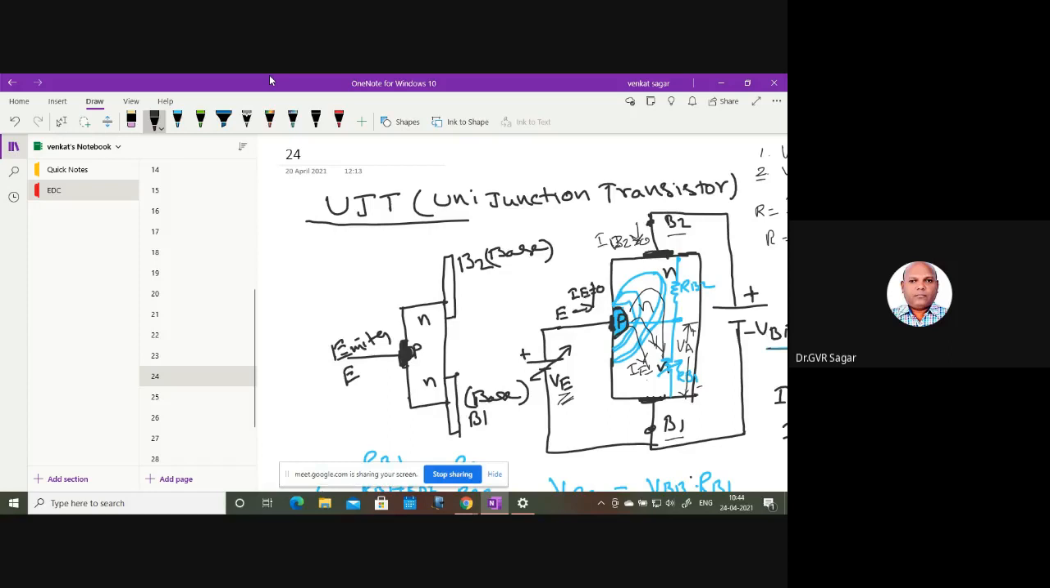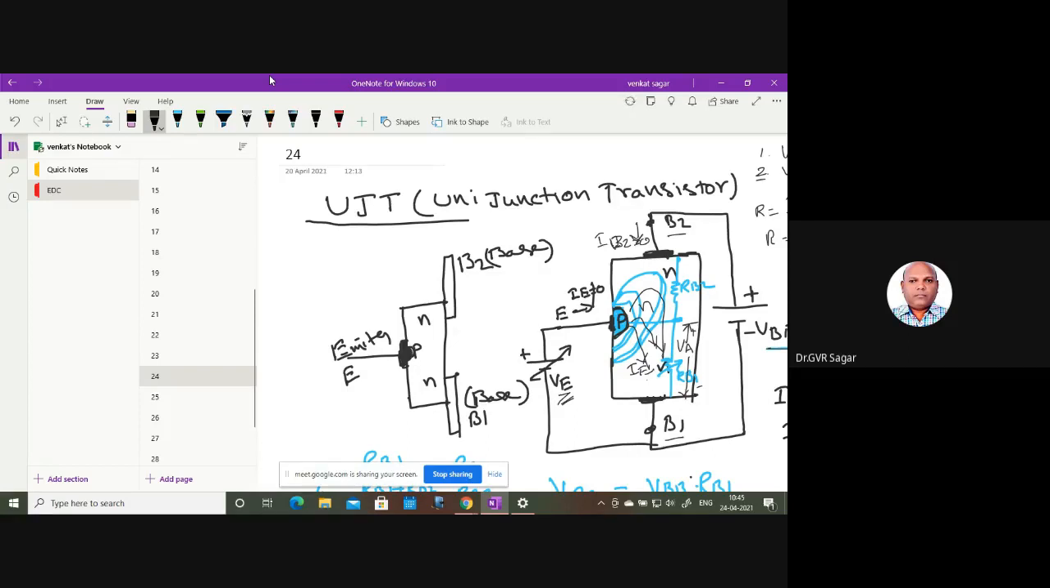ఆ పీక్ వోల్టేజ్ రీచ్ అయిన తర్వాత ఒక్కసారి డయోడ్ ఏమైంది? ఫార్వర్డ్ బయాస్ అయిపోయింది. ఫార్వర్డ్ బయాస్ అయిన తర్వాత ఇమ్మీడియట్ గా ఏమవుతుంది? ఇక్కడ ఉండే డిఫ్యూజ్ అయిన హోల్స్ అన్నీ ఇలా రిఫ్లెక్ట్ అయ్యి రీచింగ్ టు ద బేస్ 1. ఈ డిఫ్యూజ్ అయిన హోల్స్ అన్నీ కూడా రిపెల్డ్ ఫ్రమ్ ద బేస్ 2 అండ్ రీచింగ్ టు ద బేస్ 1. So automatically as many as the holes are reaching to the base 1, the IE current goes on increasing.